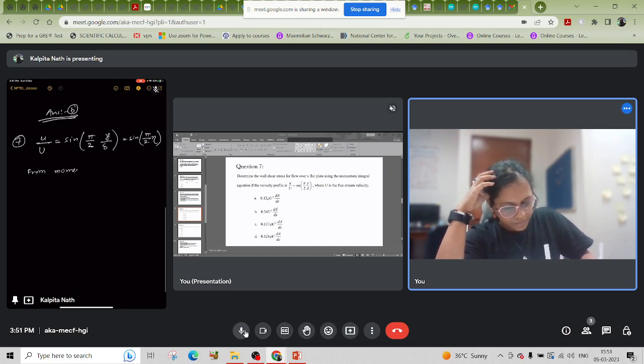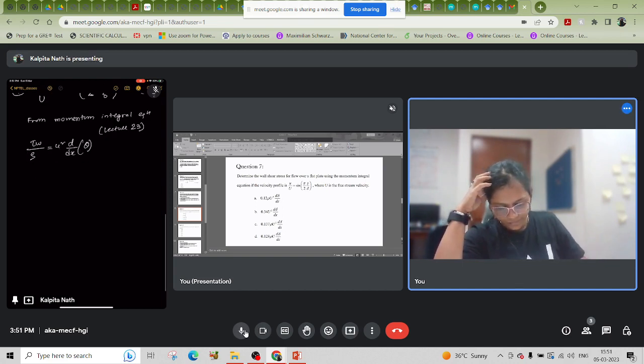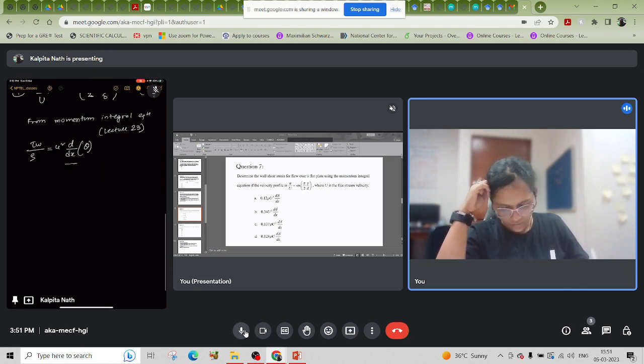From the momentum integral equation, that is in lecture 23, tau w by rho is equal to U square d dx of theta. Okay, so this we have learnt as the shear stress that we need to find out.